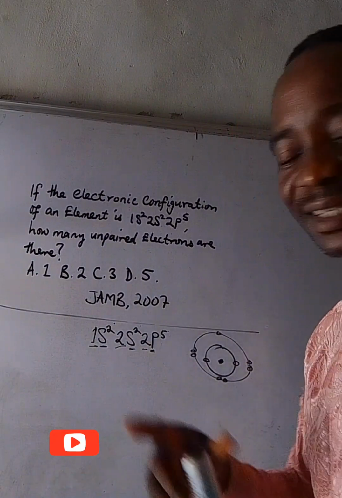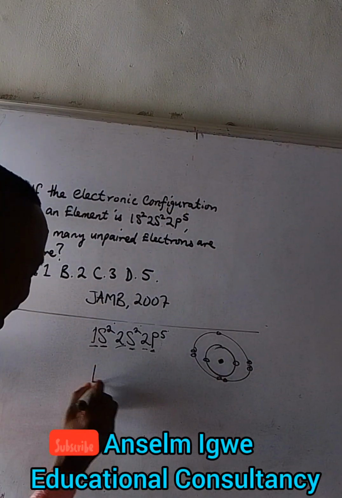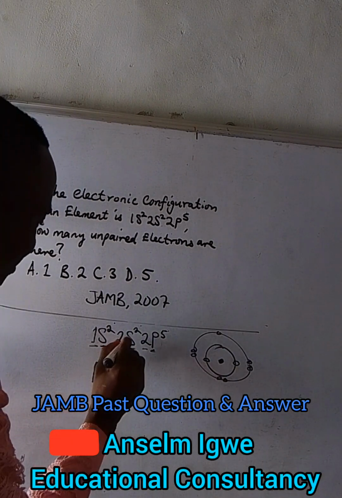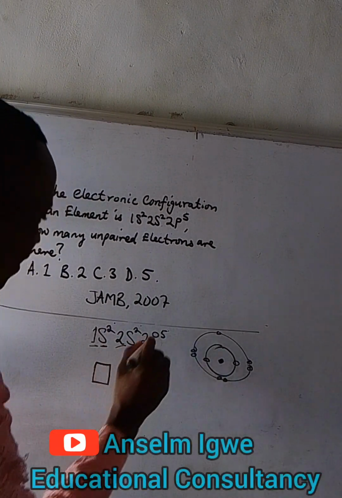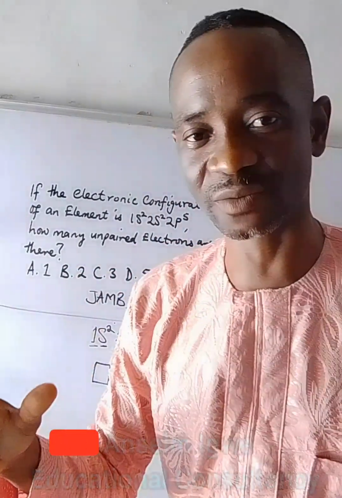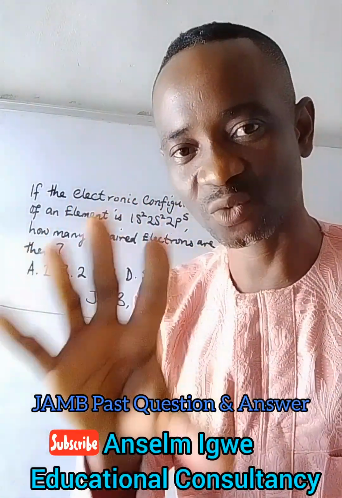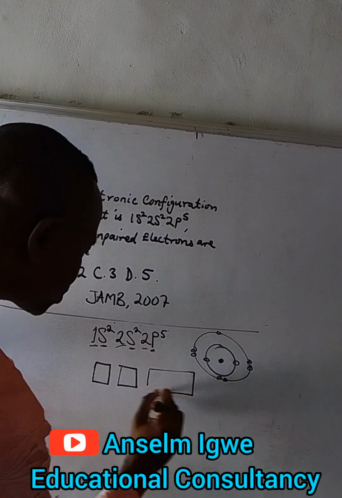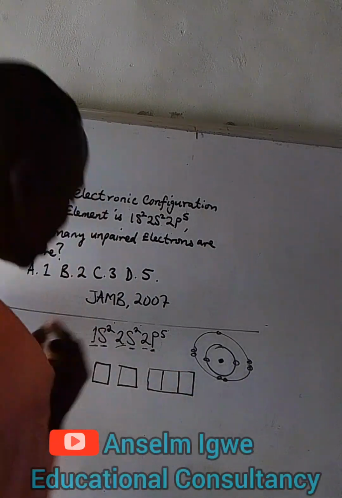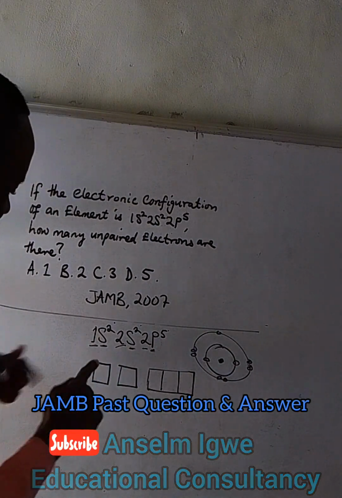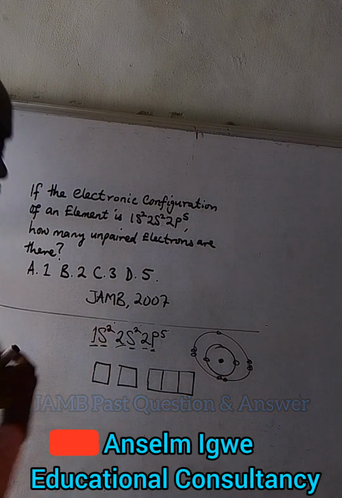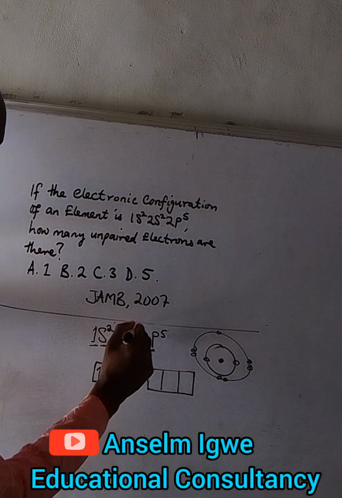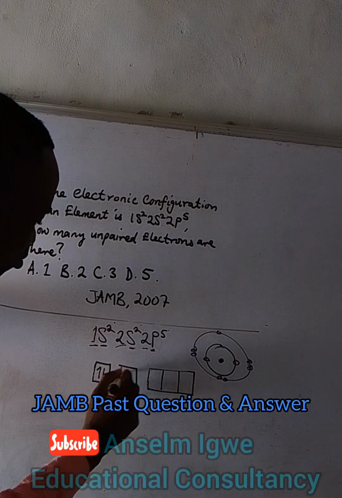S orbital is represented with a square, like this. So 1s2. This is another S, represented with a square. But P orbital is called degenerate orbitals. It has 3 squares in 1. So it is represented like this. 3 squares in 1. You see? So now, this 1s orbital has 2 electrons. They are paired immediately. Another S has 2 electrons. They will be paired too.